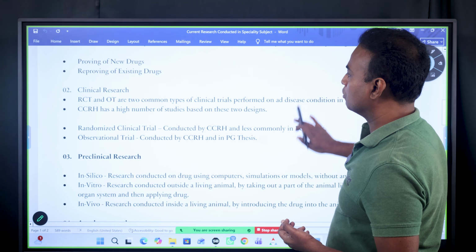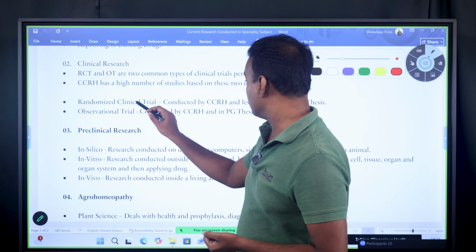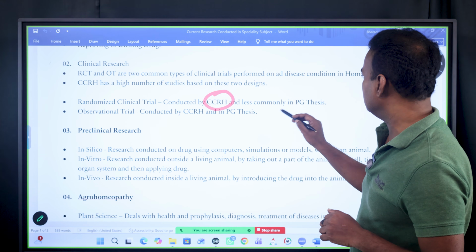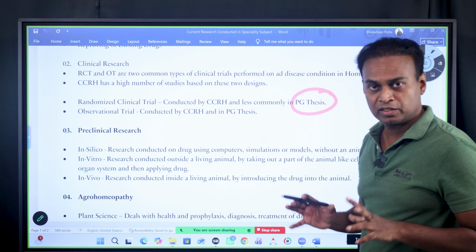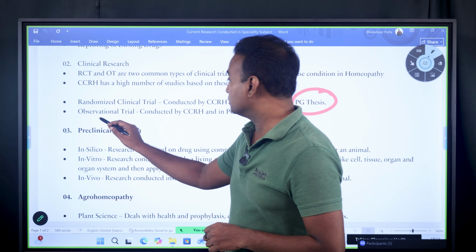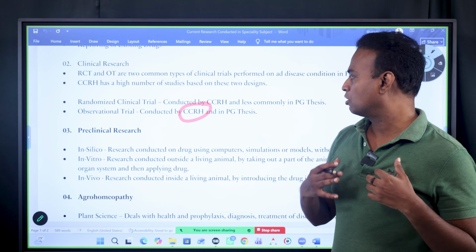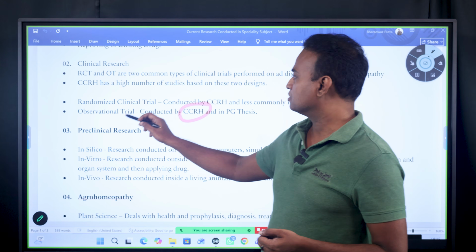So what is a randomized clinical trial conducted by CCRH? First one is the randomized clinical trial, the trials that are conducted by CCRH, and it is very less common in PG thesis. Most of the people don't do randomized trials in PG thesis, but the observational trial conducted by CCRH, most of the PGs who are doing MD in homeopathy are adapting this design.